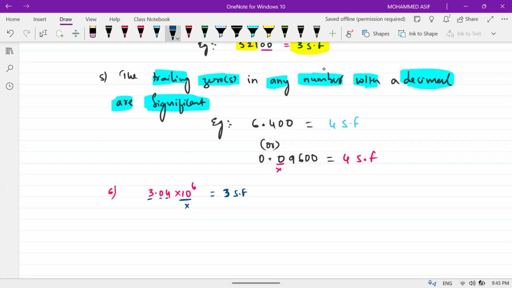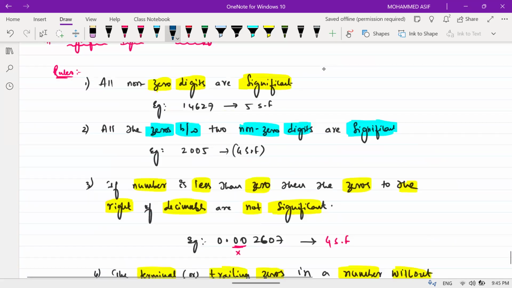Any number with any power, the power has no significance. Like 10 power 6, 10 power 3, 10 power 2, 10 power minus 3, 10 power minus 4, they are non-significant. So just remove that. In the remaining number 3.04, the 0 is between two non-zeros, so the number of significant figures will be 3. I hope you are clear with these rules.